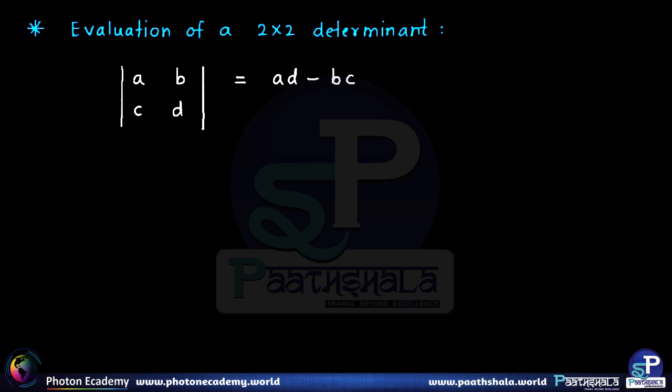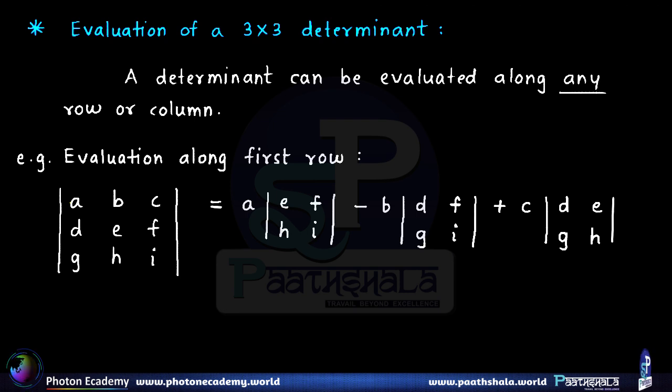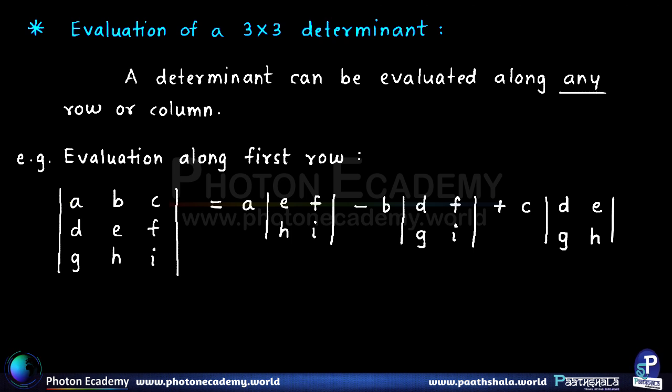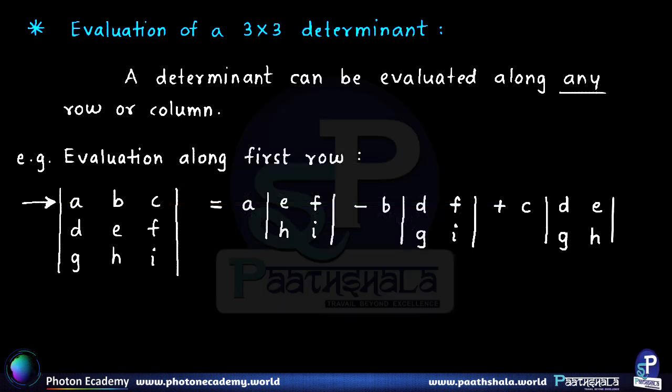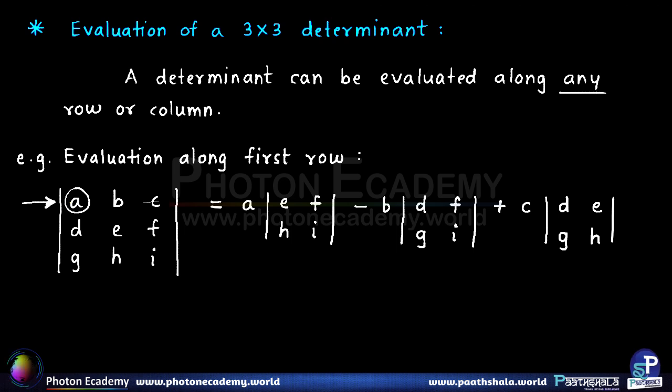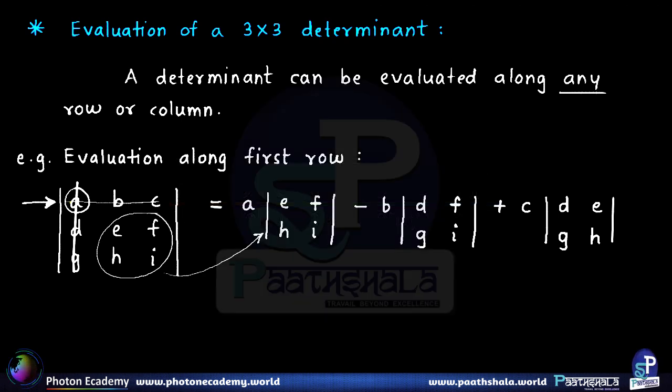Now let us see how to evaluate a 3 by 3 determinant. A determinant can be evaluated along any row or any column. As an example, let us see how we can evaluate it along, say, the first row. Say this is a determinant A, B, C, D, E, F, G, H, I. What we do is we first consider the first element in the first row, which is A. If we temporarily remove the row and the column in which that element exists, then whatever 4 elements remain, their determinant is multiplied with the element A. So this is where we get the first term, that is A multiplied by the smaller determinant of E, F, H, I.